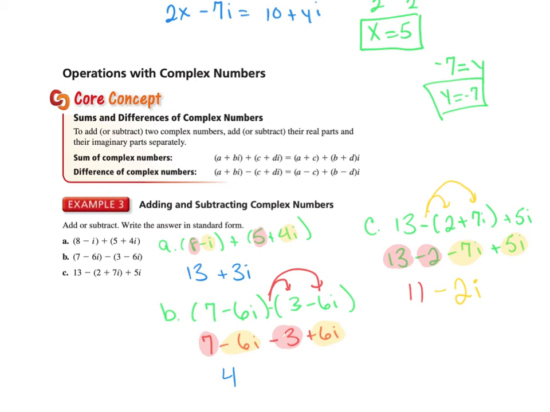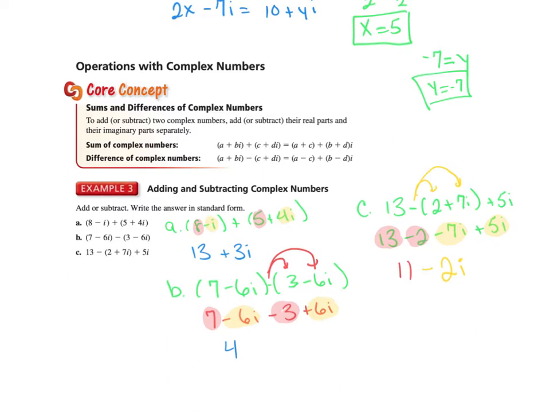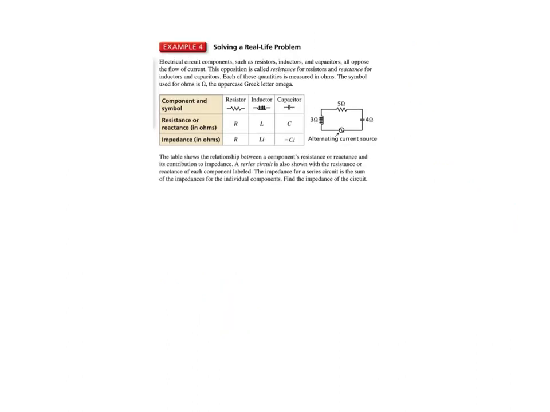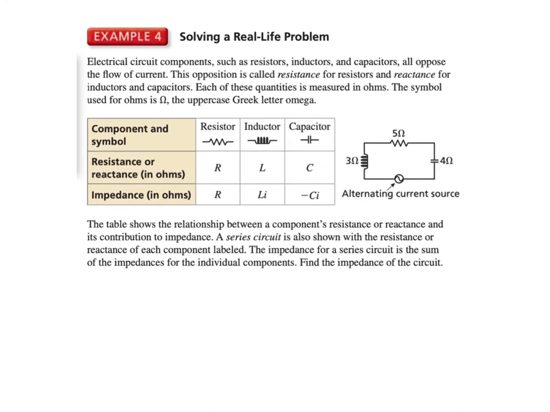All right, so we got one more example, I think. Solving real life problems. So I don't know a whole lot about electricity. Some of you guys might, I do not. But regardless, we can still answer the question. Electrical circuit components such as resistors, inductors, and capacitors all oppose the flow of current. The opposition is called resistance for resistors and reactance for inductors and capacitors. Each of these quantities is measured in ohms. The symbol used for ohms is that Greek symbol, a capital letter Greek omega. The higher level up you get in math, the more Greek symbols get introduced.